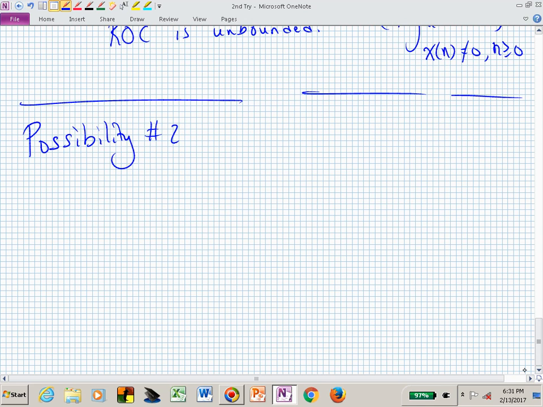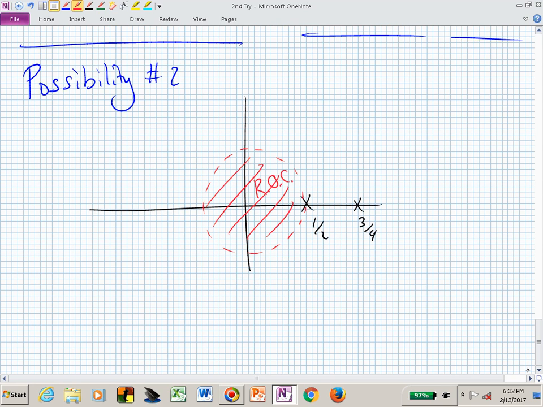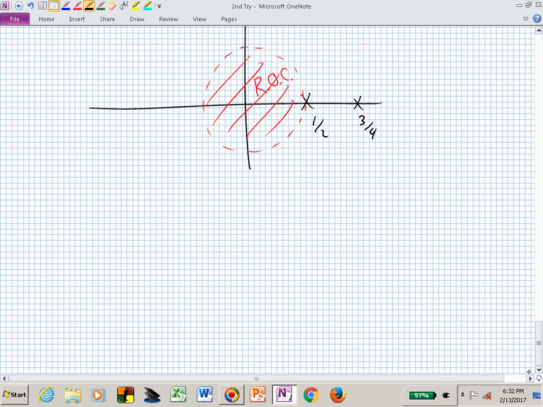For our region of convergence relative to two different poles. Suppose now that our region of convergence is interior to all the poles. If we looked at this, what can we conclude?